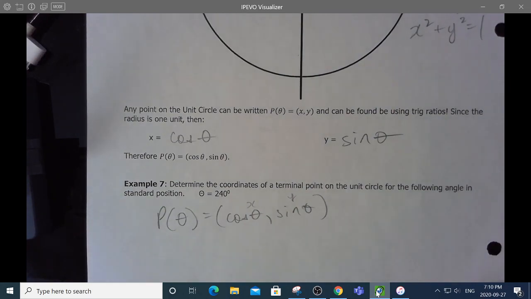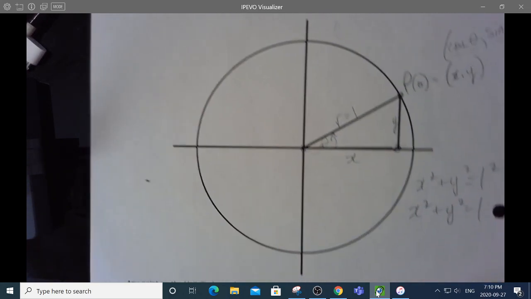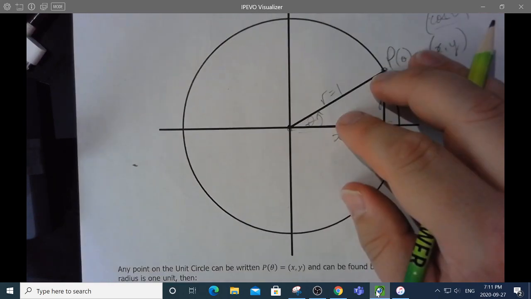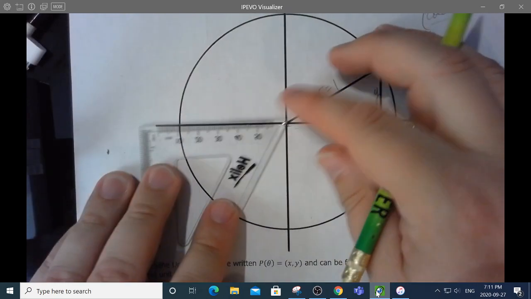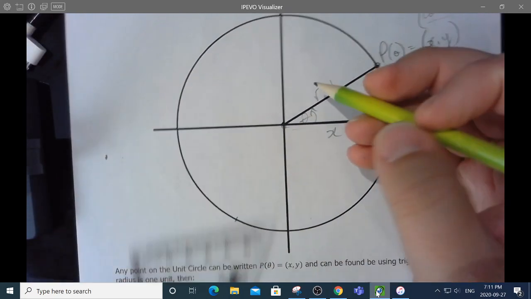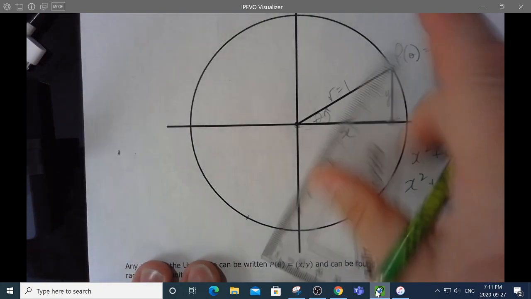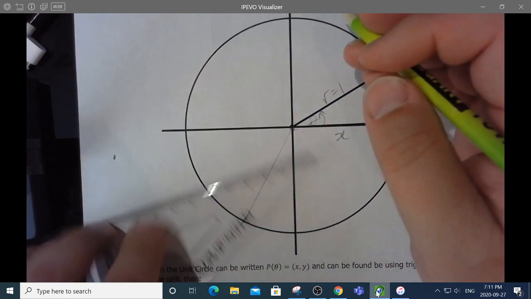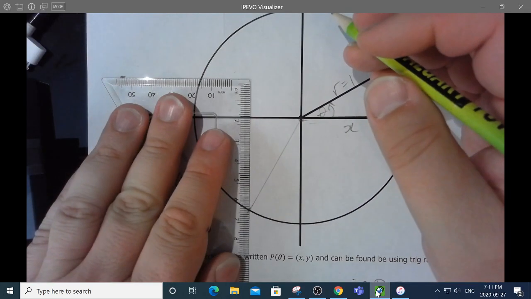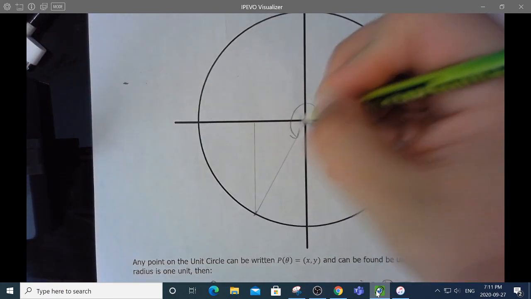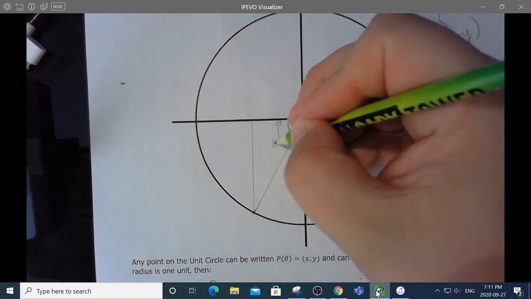So 240 degrees. Let's see, where's 240 degrees on here? Well, 240 would be 60 more than 180. So let's use our fancy triangle from our geometry set. It looks like it's right there, right? 60 degrees there to there. So it's that point right there. And we'll make a straight up and down. So there we go. So there's 240 degrees from there to there, but my reference angle is 60.